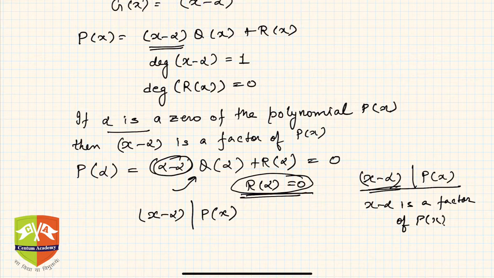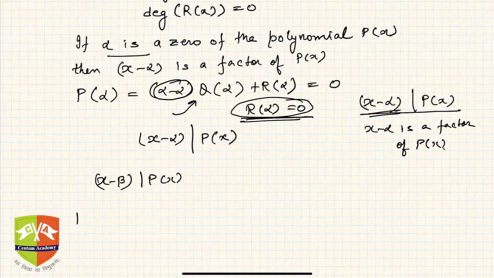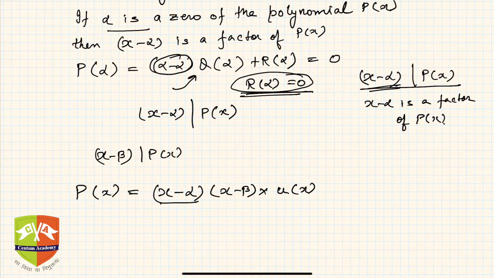Very good. Similarly, if beta is also a zero, then x minus beta also divides p(x), isn't it? So hence, we can express p(x) as x minus alpha times x minus beta times some other polynomial u(x), because x minus alpha is a factor of p(x) and x minus beta is a factor of p(x).